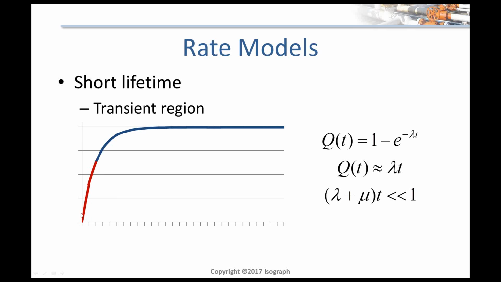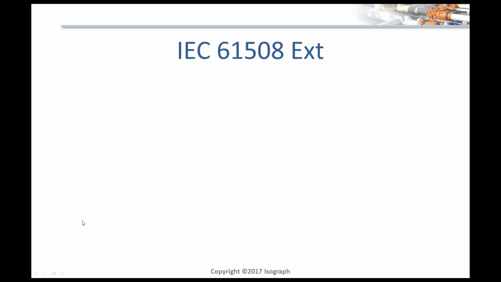So this beginning part of the graph right here is called the transient region. During that early life of a component, this is basically linear, almost a straight line up at the beginning of the life, until gradually it levels off. So this early life period, this transient region, can be approximated as lambda t, this part right here. In a lot of cases, you'll see the unavailability simply approximated as lambda t, the failure rate times time.